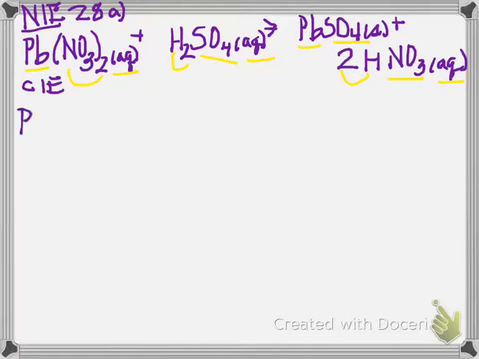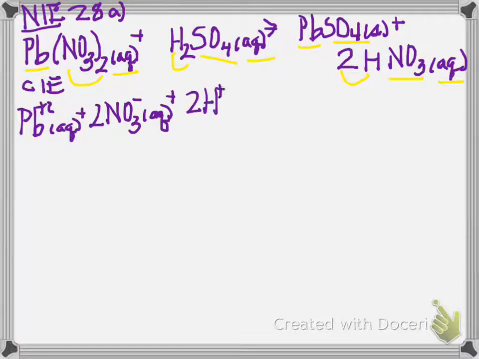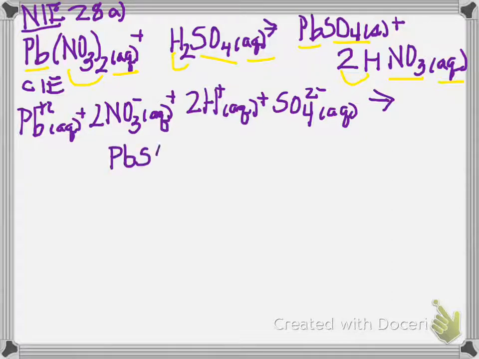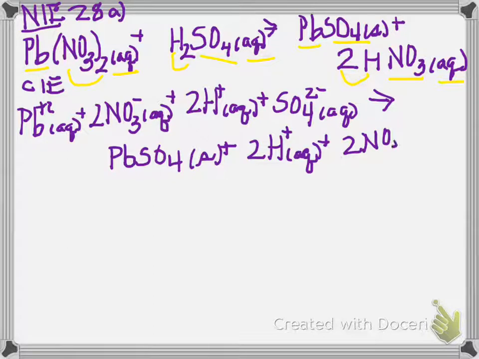So I'm going to have Pb with a +2 charge, aqueous, plus 2 nitrates because of that subscript, plus 2 hydrogen ions because of the subscript, plus sulfate, yields, again, PbSO4 stays as is because it's a solid, and I break apart 2 hydrogen ions, aqueous, and 2 nitrates because of the coefficient in front. So that's my complete ionic equation.